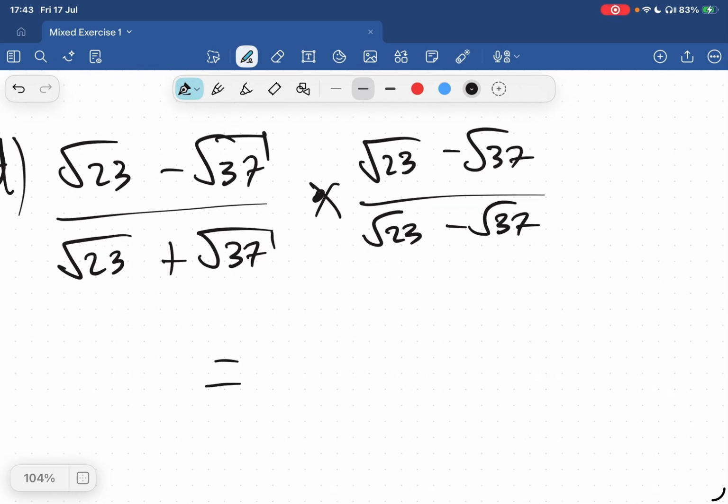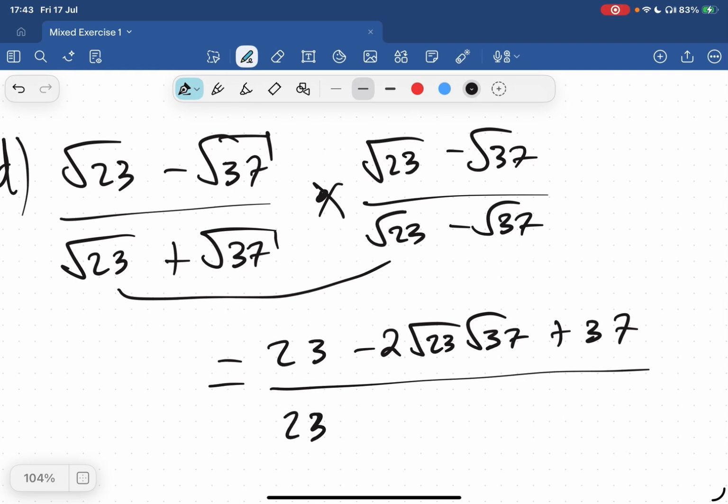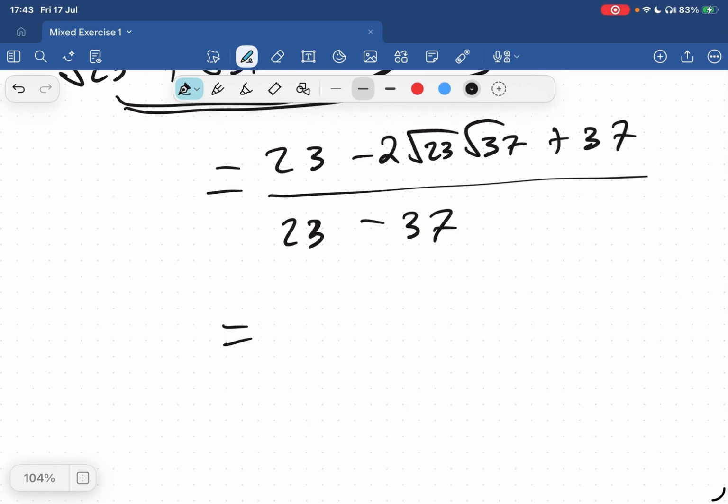So look at the top, root 23 times root 23 is just 23. Now root 23 take away, so we take away 2 lots of root 23 times root 37. Don't worry, I'll simplify that in a second. And now we have plus 37. See what the denominator is doing? Well, we got 23 and 23, and then we're doing the exact same cancelling here. So this would be the negative, this would be the positive, so those cancel and we're left with take away 37. Now 23 plus 37, 60, take away 2 lots of root 851.